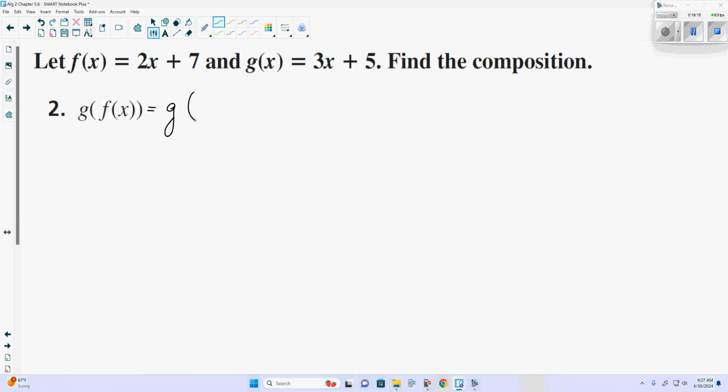So, first thing we're looking at is plugging x into f of x. If we plug x into f of x, we just get 2x plus 7. We're just replacing the function, which gives us g of 2x plus 7. Well, g of x is our 3x plus 5. So we're going to replace the x in 3x plus 5 with our 2x plus 7, giving us 3 times 2x plus 7 plus 5.